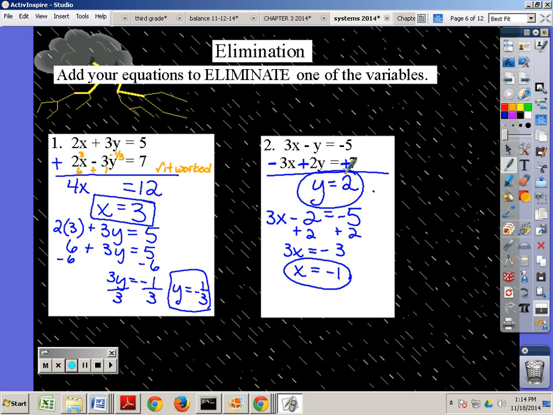Let's check that one. So let's plug it in right here. So x is negative 1 and y is 2. 3 times negative 1 is negative 3. Oh, negative 3 times negative 1 is going to be positive 3. 2 times 2 is 4. So 3 plus 4 equals 7. It worked.